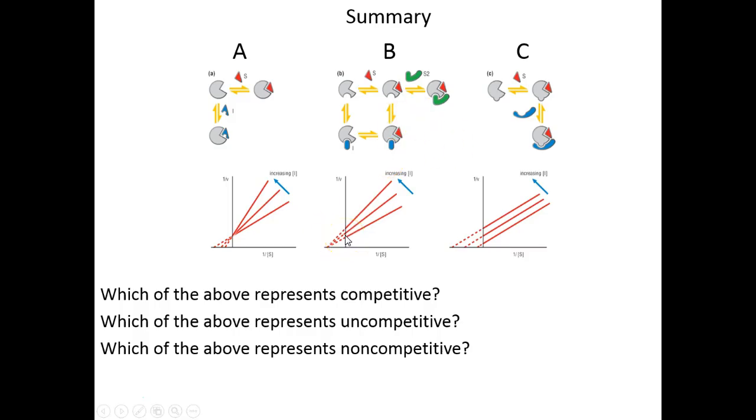With increasing amounts of inhibitor, 1 over Vmax goes up, which means Vmax is going down. If we look at the schematic, we indeed see this separate binding site exclusively for the inhibitor, and the inhibitor can bind to that site whether substrate is bound or not. So B is definitely our non-competitive inhibitor.